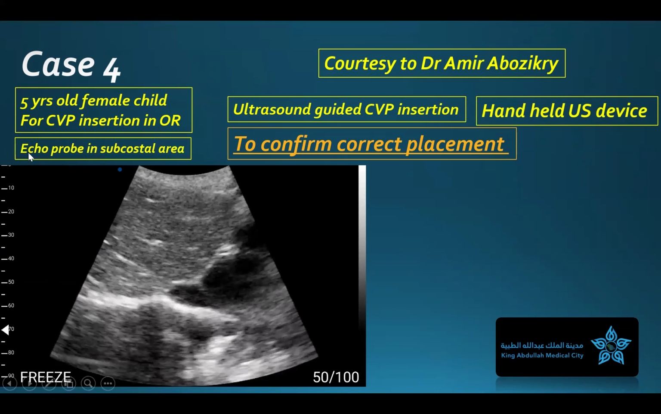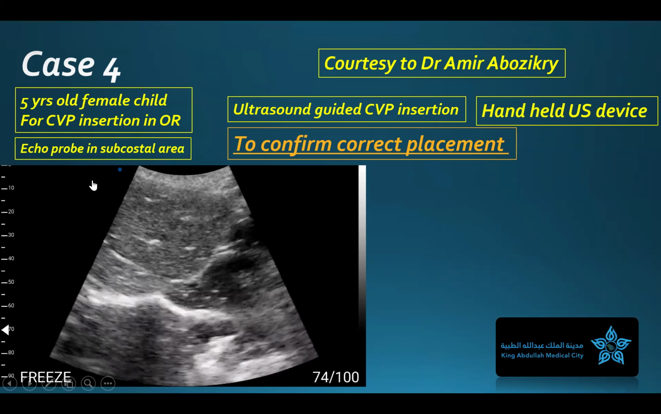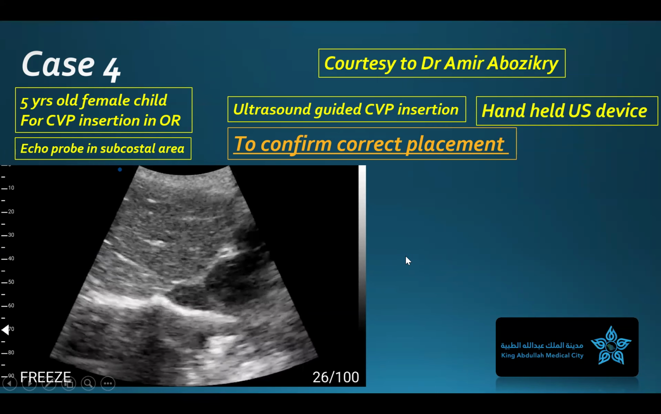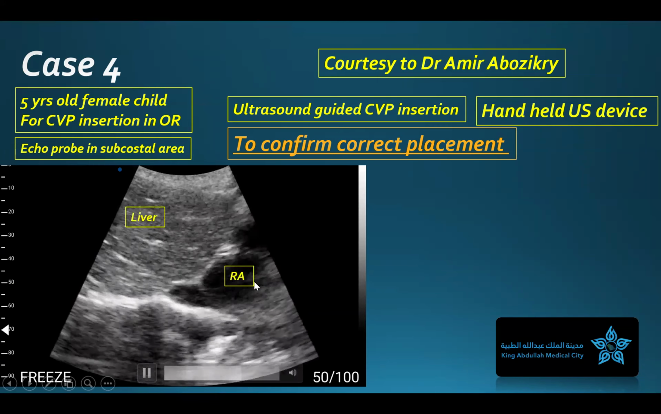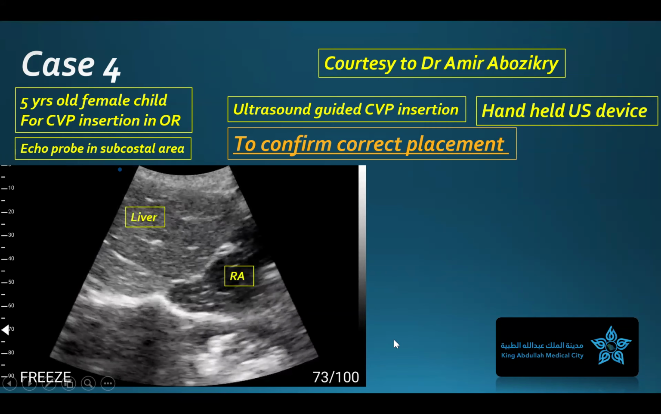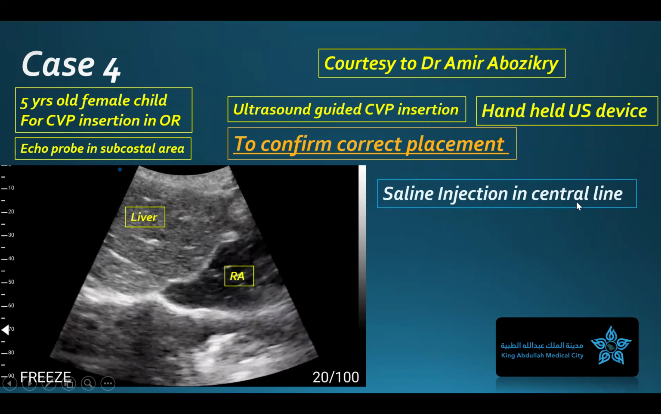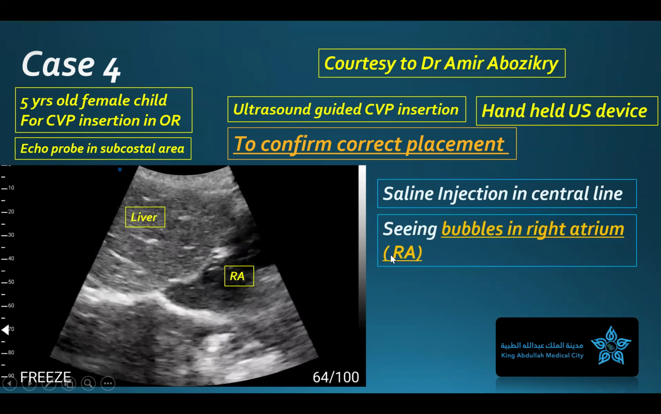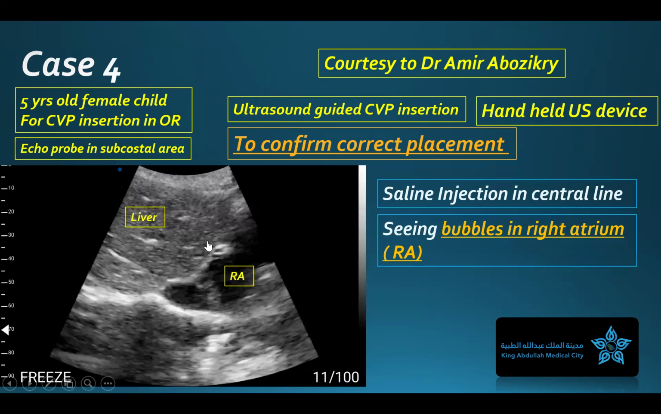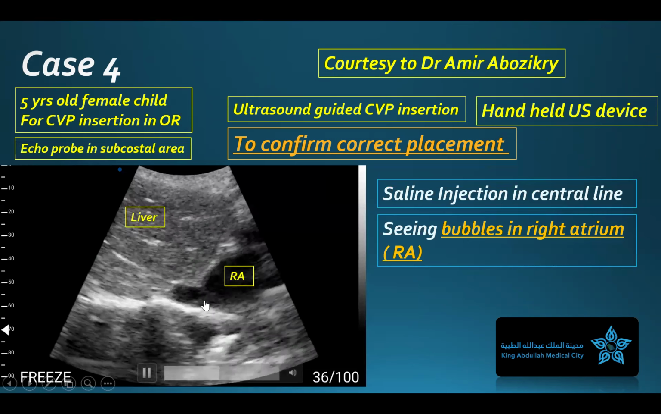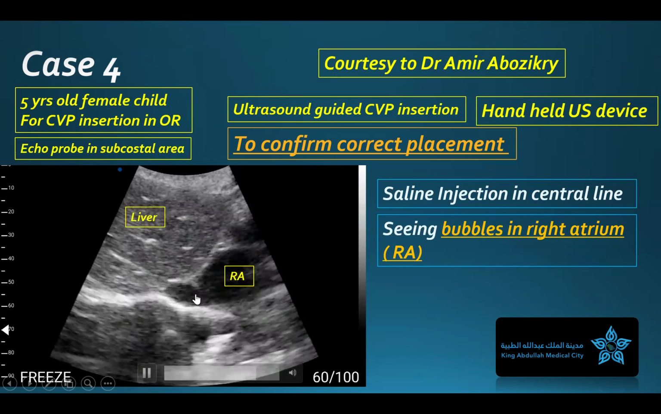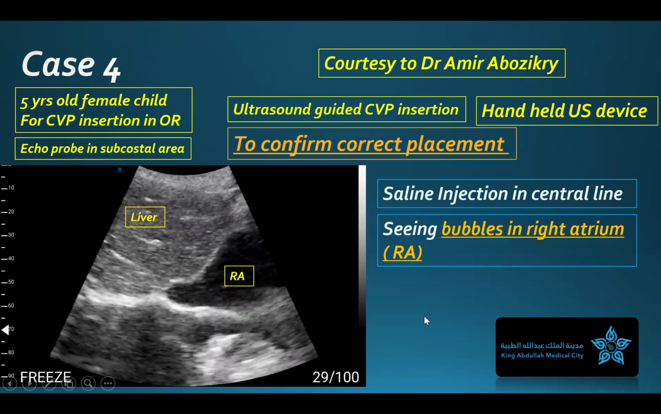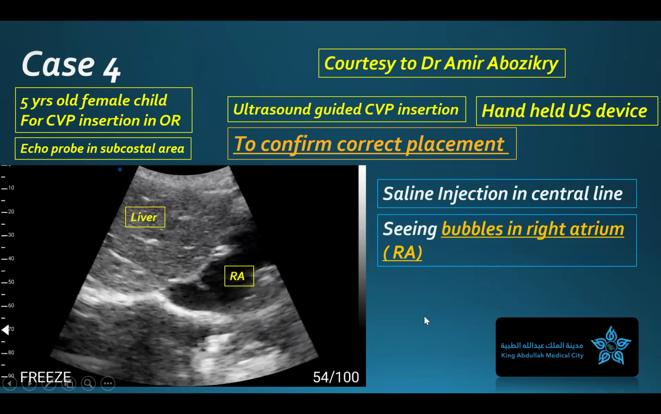He put the probe in the subcostal area. What I see here is the liver, and here you can see this is the right atrium. With saline injection in the central line, you can see bubbles in the right atrium, confirming the correct placement. If you look here, you can appreciate there is a gush of bubbles that will happen now. Now, as you see, a lot of bubbles, confirming the correct placement.